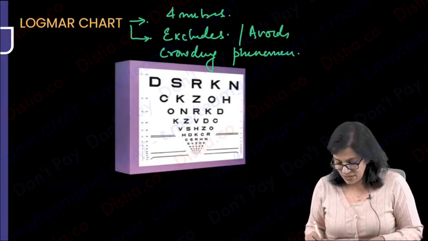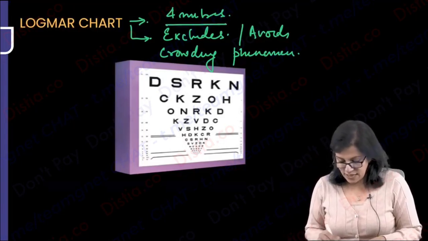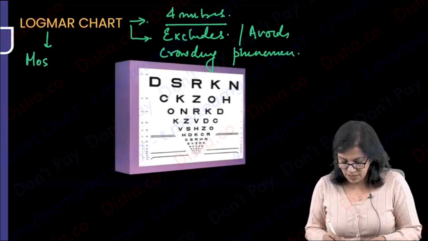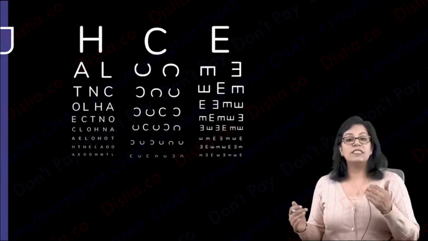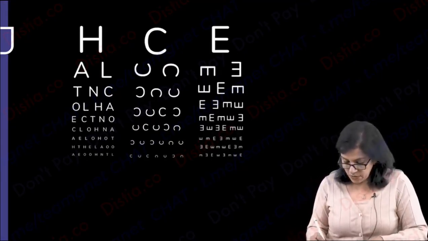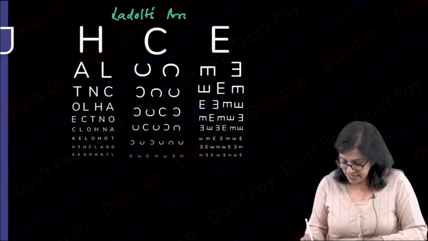So it is done at 4 meters and it is considered the most accurate method of checking the visual acuity. Please remember this. It is more accurate than even the Snellen's chart. If the patient is illiterate, we can note down the Landolt broken ring test. This is Landolt's broken ring test.